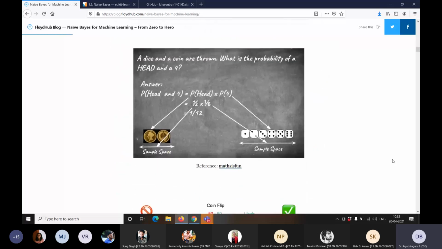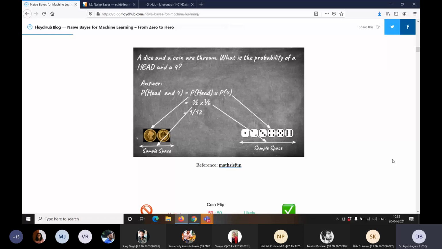So if you look at the probability of head and tail, let's say you have a dice and a coin thrown. What is the probability of a head and a 4? The joint probability of head and 4 is the product of the individual probabilities of head and 4. The reason is these two are independent events. One is not influencing the other. So the probability of head is 1/2. The probability of 4 is 1/6. Therefore, both of them occurring together is 1/12.